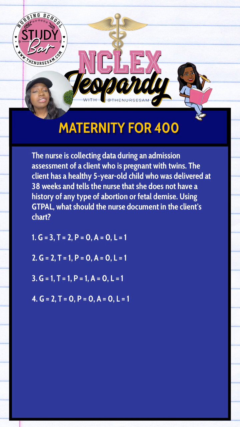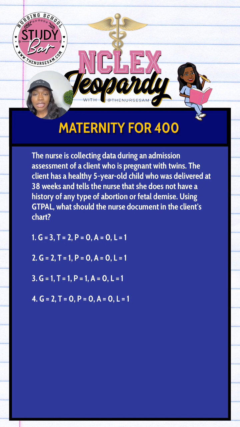All right, it says, the nurse is collecting data during an admission assessment of a client who is pregnant with twins. The client has a healthy 5-year-old child who was delivered at 38 weeks and tells the nurse that she does not have a history of any type of abortion or fetal demise. Using GTPAL, what should the nurse document in the client's chart?